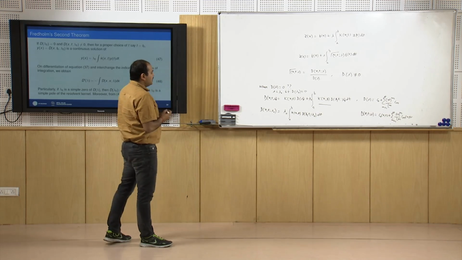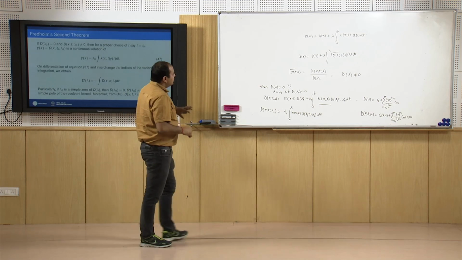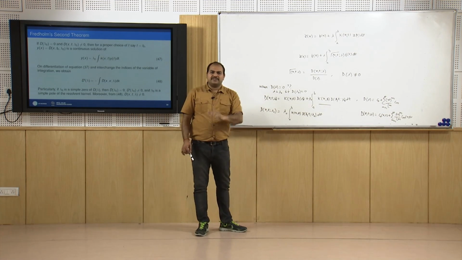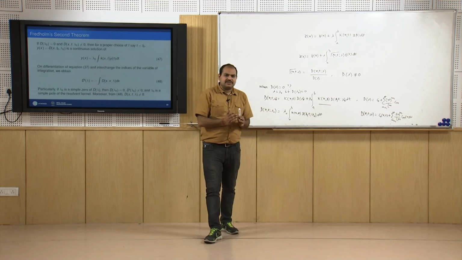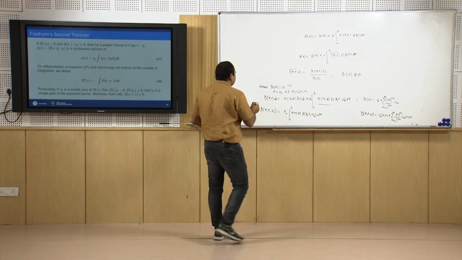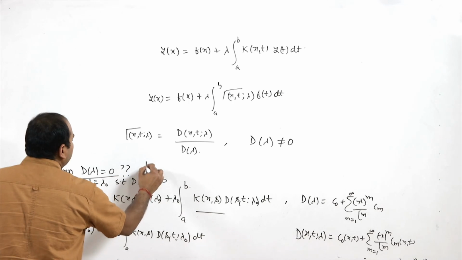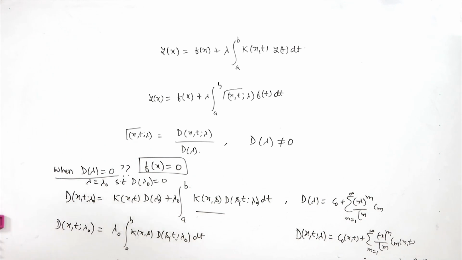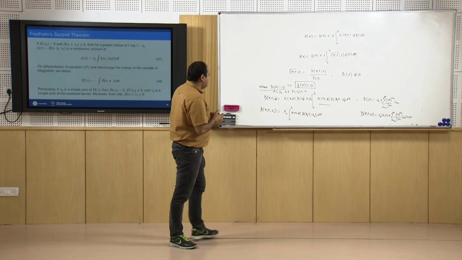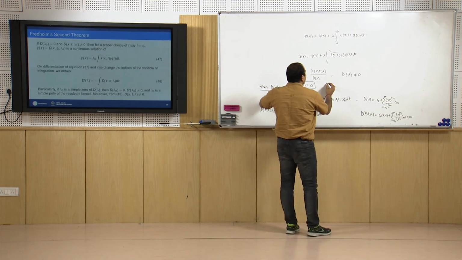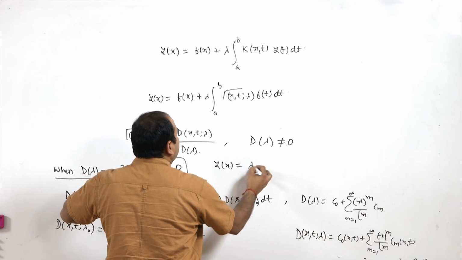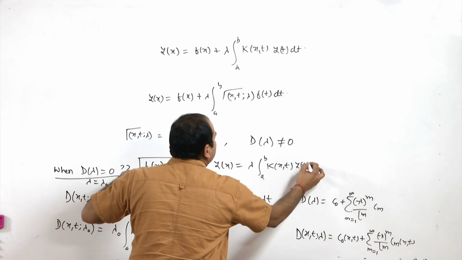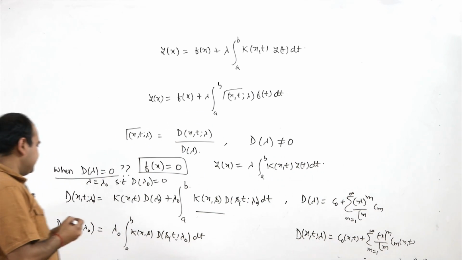Is it okay? Now first we will consider the case when f of x is equal to 0, meaning that we are considering the homogeneous part. So here we are considering that D of lambda is equal to 0 and we are assuming that f of x is equal to 0. Then in this case your equation is y of x equal to lambda times the integral from a to b of k of x, t, y of t dt.